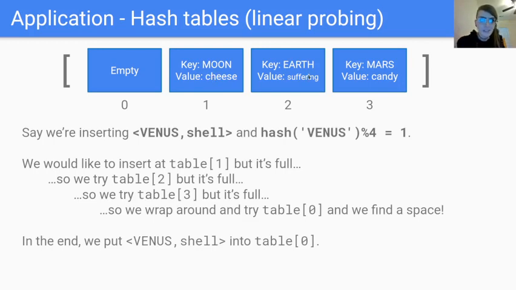So we go down to Earth. That's full too. We go over to Mars. That's still full. So we wrap around and start from the beginning again and finally find an empty space. In the end, we put Venus shell into table 0. And this is the spot where we've inserted Venus. We see that on the next slide, I think.